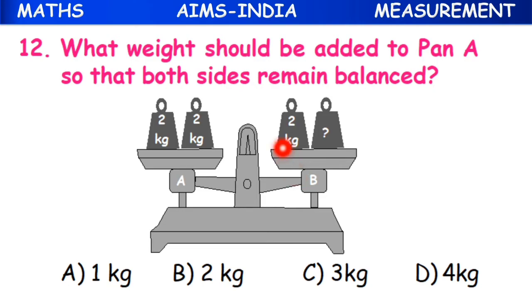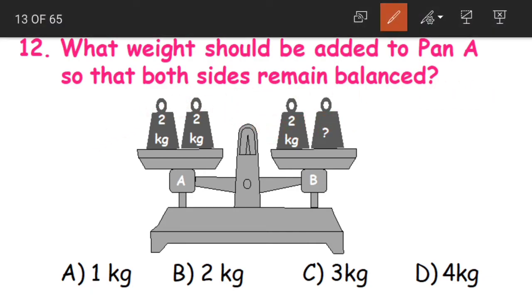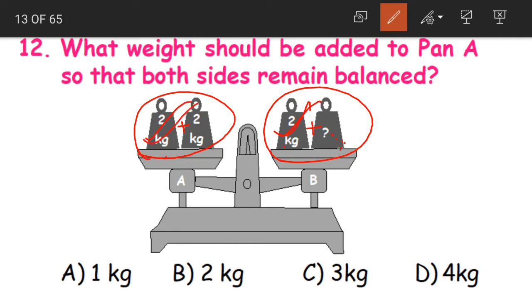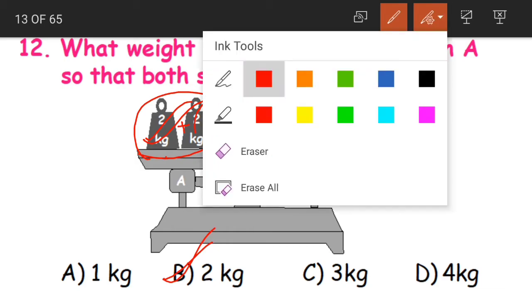Coming to question 12, what weight should be added to pan A so that both sides remain balanced? See here we are having 2 plus 2, but on this side we are having only 2 kgs. So what is the other one missing here? We are already having 2 kgs. The other one missing is also another weight of 2 kgs. So option B becomes our correct answer.